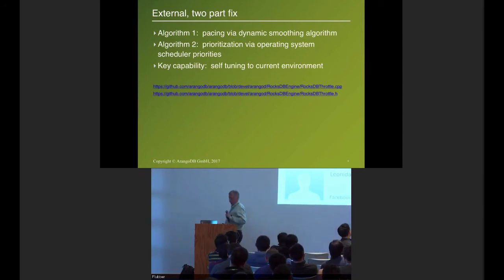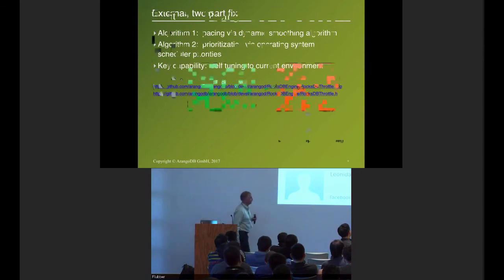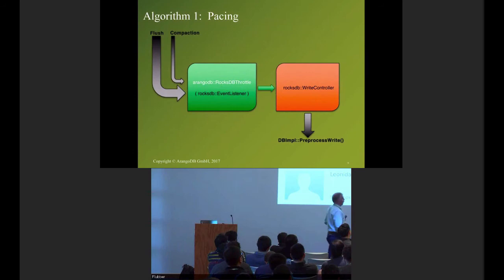So let's talk about the first part. How do we do dynamic smoothing? Okay, there is an object available to the end user called an event listener. You can get that. You can put it in your C code wherever you want to. And it gets information about when a flush happens, how long it took, when a compaction happens, how long it took. And so we use that to calculate a throttle.